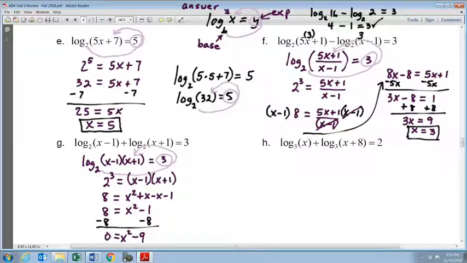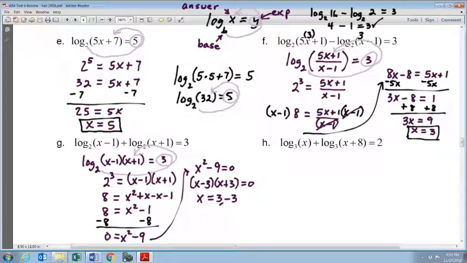And in fact, in this problem, you could use factoring, or you could take the square root of both sides, move the 9 over to the other side. So there's really two ways to do this. I'm going to go ahead and factor it as I've done it here. So it'll be x minus 3 times x plus 3. So we're going to get 3 and negative 3. Well, you can see if I plug a negative 3 in, I'm going to get a negative answer. Like if I put a negative 3 right there, I'd be taking the log of negative 4, which I can't do.